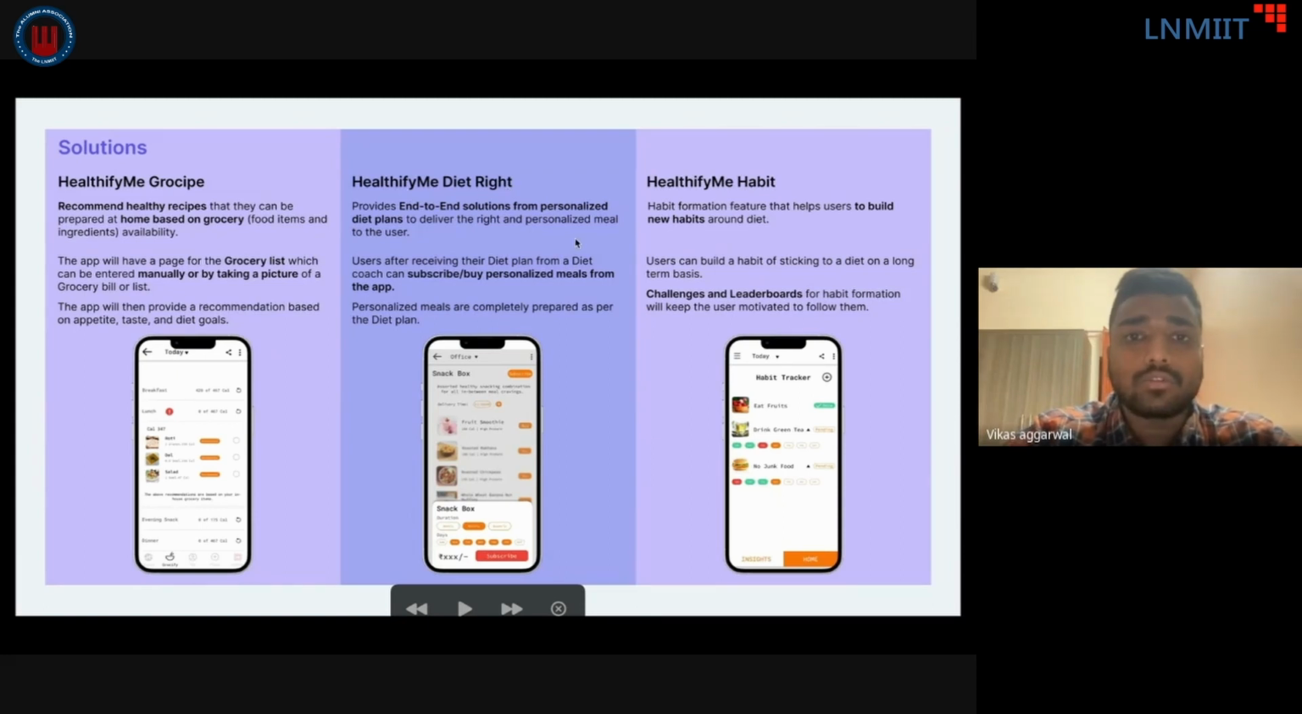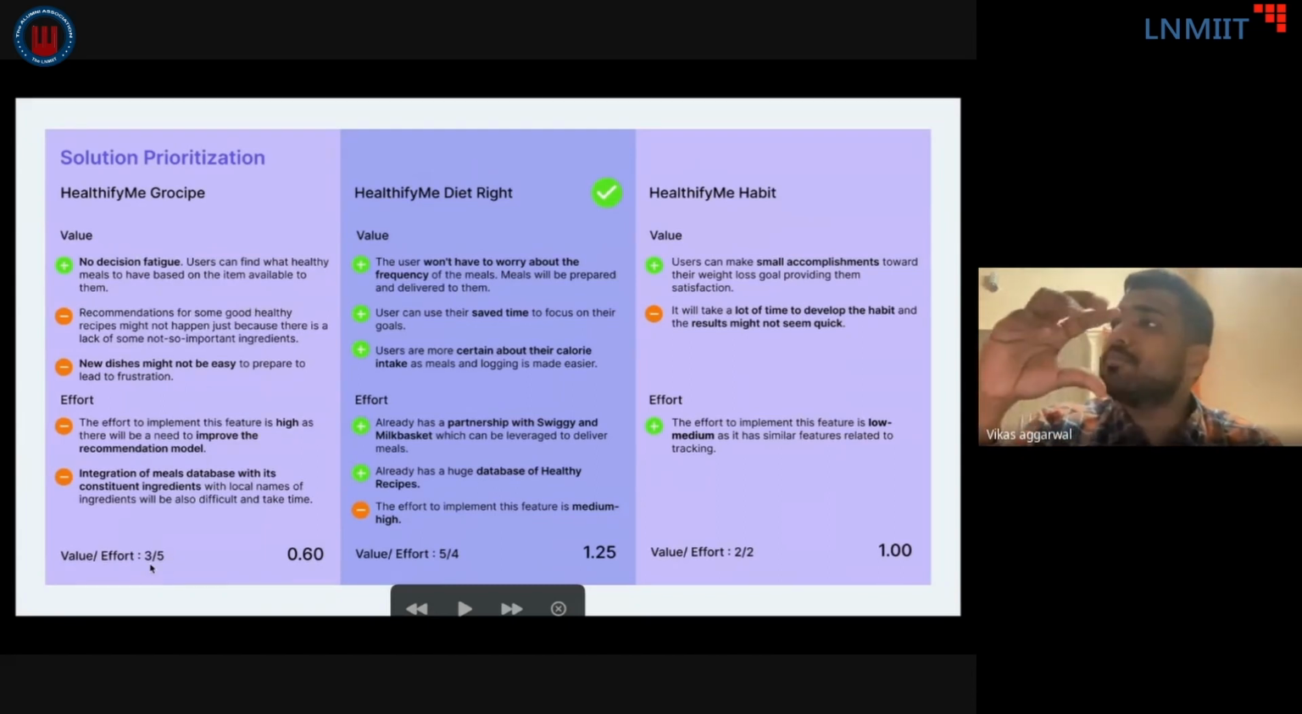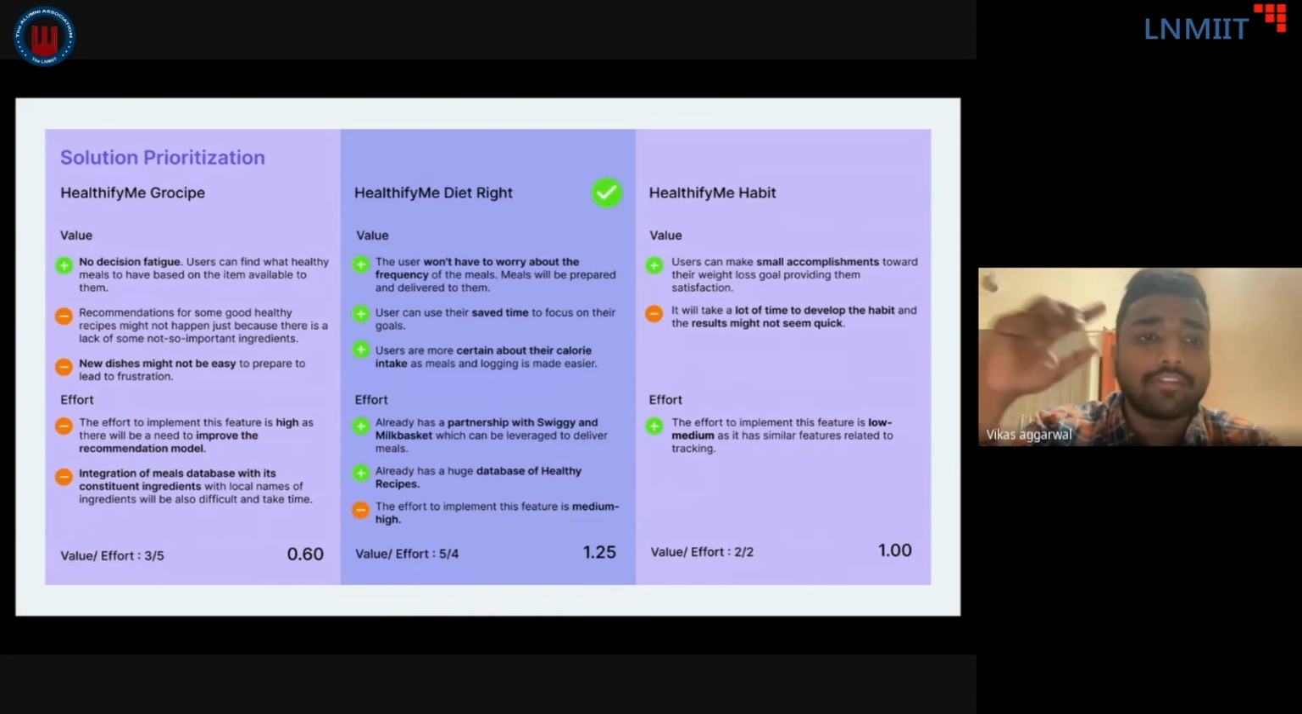Second thing is HealthifyMe Diet Right। So it provides end-to-end solutions for personalized diet plans, and this is HealthifyMe Habit। So users can build a habit of sticking to a diet for a long-term basis। It helps users to build new habits around the diet. So these are the 3 things: habit tracker, this you can see here. Okay, so this is how the value and effort. So after you make new product features, you have to give the value and efforts to that particular business innovation that you have brought into the product, कि उसमें value कितनी जा रही है, उसमें efforts कितने जा रहे हैं.